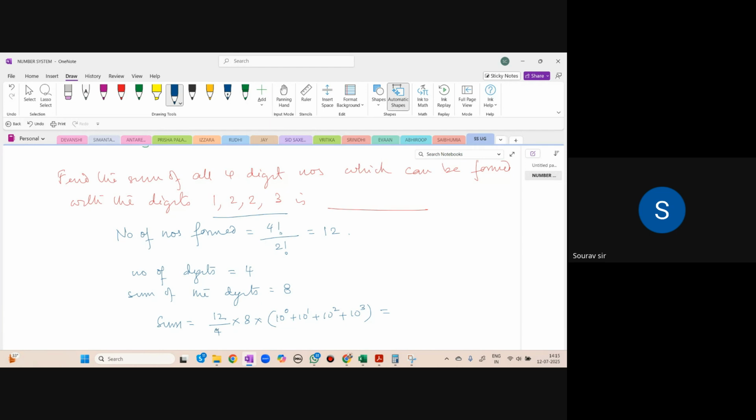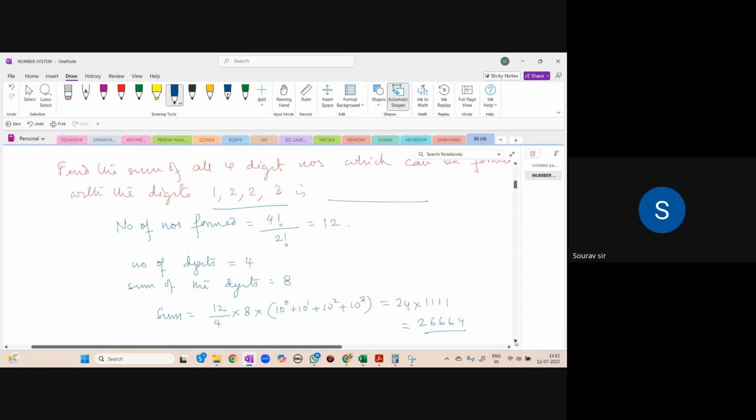So this is 4 by 3 is 12, sorry, 3 into 4, 24 into 1, 1, 1, 1. So this is 2,664. Correct. Clear? This is how you calculate this kind of sums.